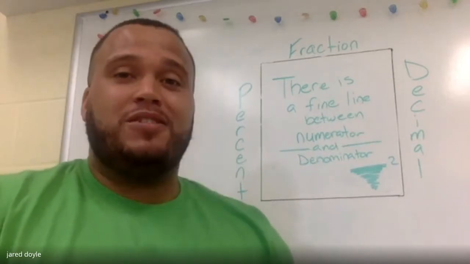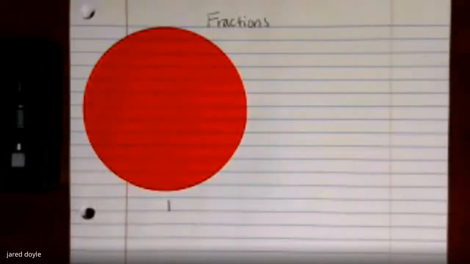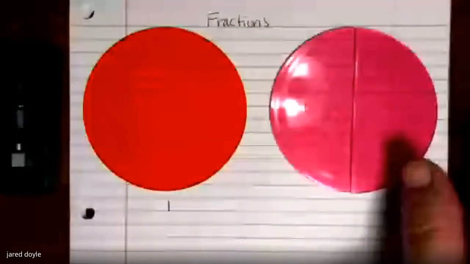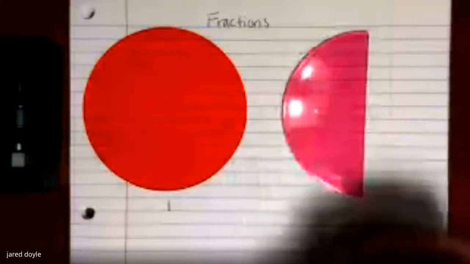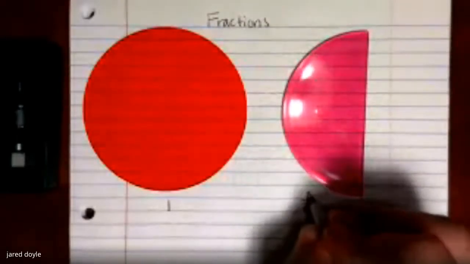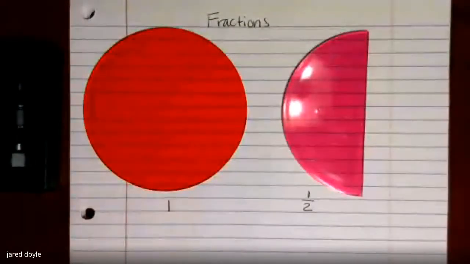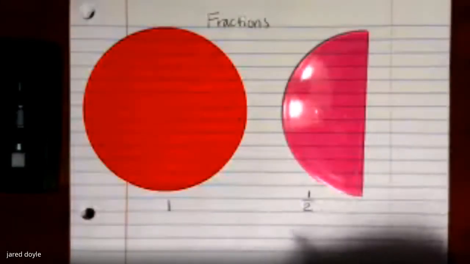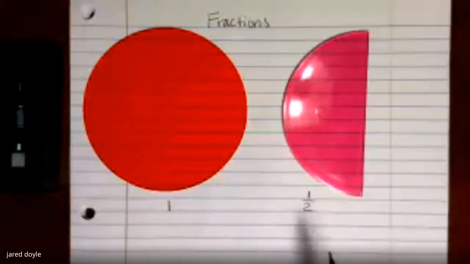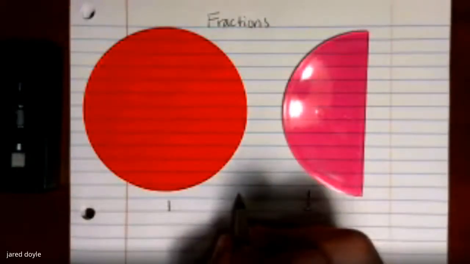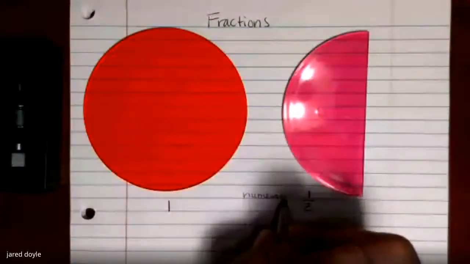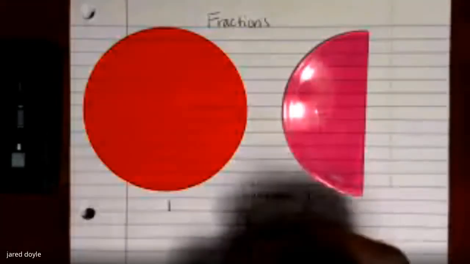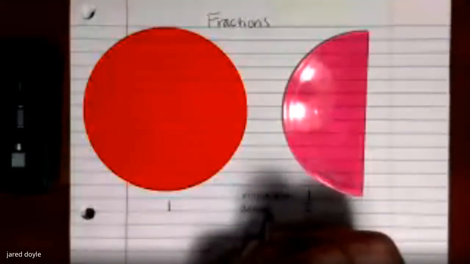So let's get started. We have one whole circle. If we were to take that circle and cut it into two pieces, and then remove one, we just have one half of that circle over here. Now, the fraction has two parts. It has the number on the top of the fraction, the fraction bar, and the number on the bottom of the fraction. The top number is called the numerator, and the bottom number is called the denominator.